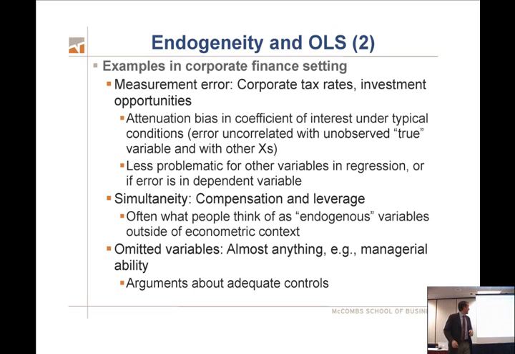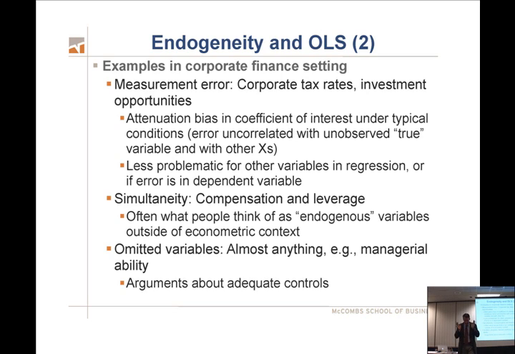If it's on the right-hand side, then the general problem we've got is an attenuation bias. It's going to make it harder for us to find the true effect. The betas are going to be shrunk towards zero. The slopes are going to be shrunk towards zero under typical conditions. By typical, what I mean is that the errors are uncorrelated with the true variable. The true tax rate is uncorrelated with the error in my measurement of the tax rate and with the other x's.